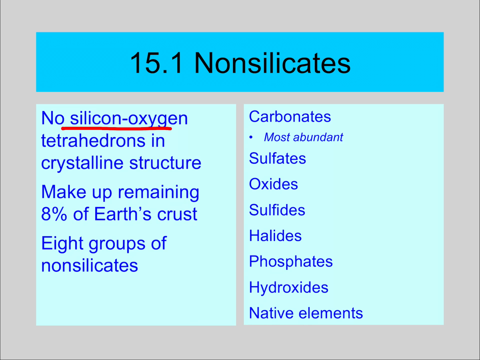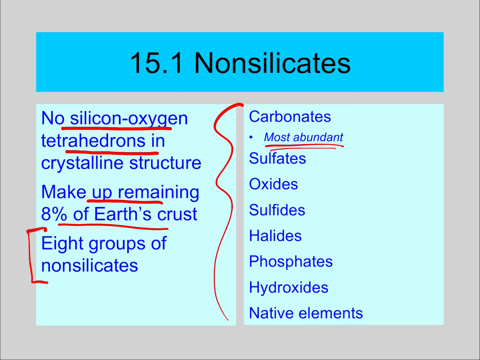Non-silicates do not contain the silicon-oxygen tetrahedra, and they make up the other 8% of Earth's crust, and there are 8 groups. And these are the 8 groups, with carbonates being the most abundant. This sounds like a fun fact, but fun facts are always good to know. Easy multiple choice question, true, false, on an exam.